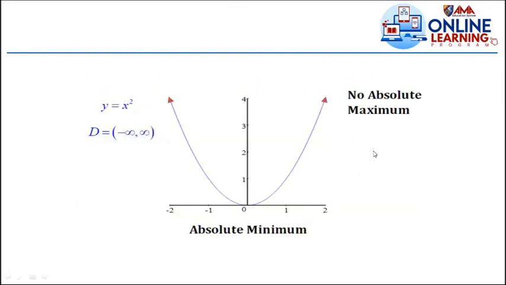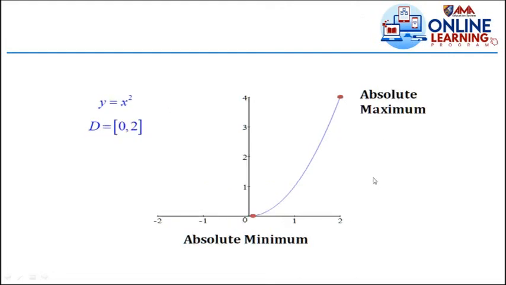So this is our illustration. Y is equal to x squared. This is the equation of your parabola. Here, there's no absolute maximum, and at point 0, that is your absolute minimum. Our x values go from negative infinity to positive infinity, so there is no limit, because there is an arrow. That's why they call it no absolute maximum.